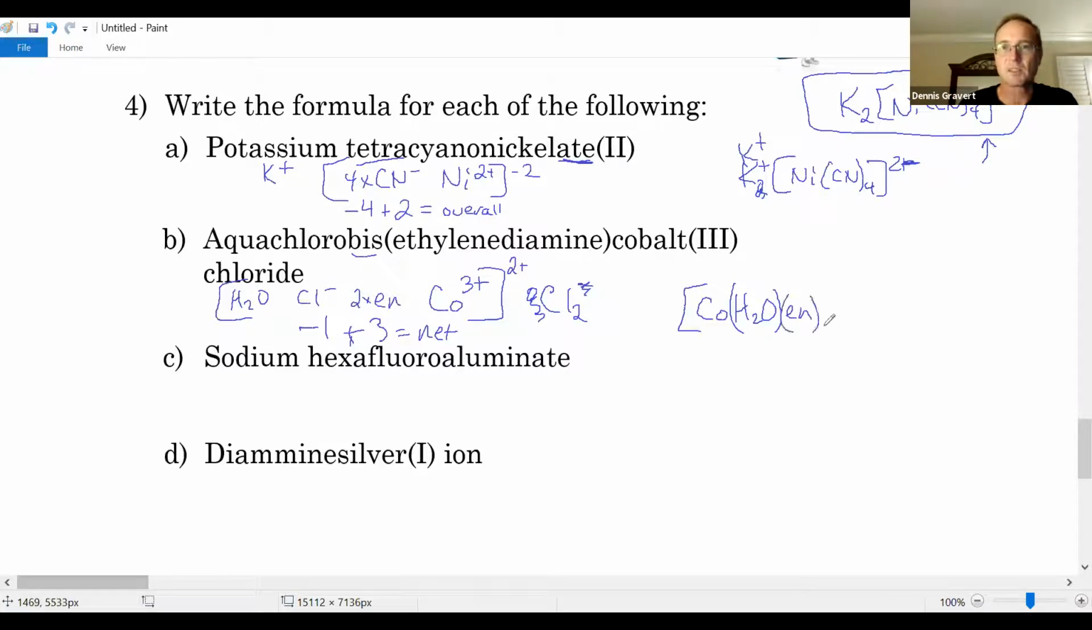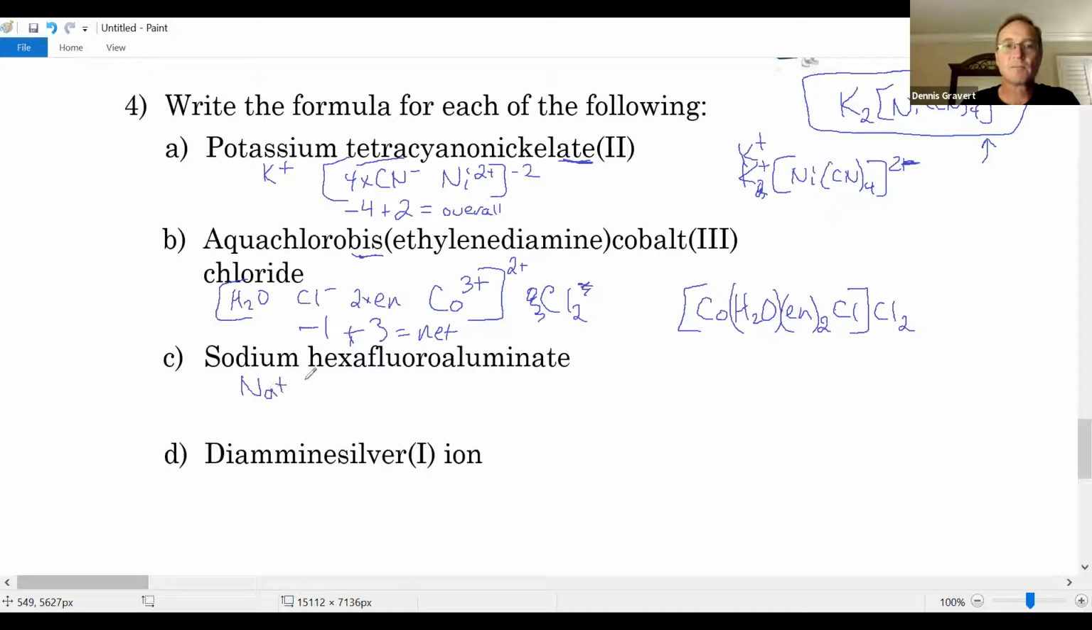You can put in parentheses 2. And then there's a chloro. Oh, sorry, there's 2 enes. Almost forgot that. It's a bis, ethylene diamine. And then the chlorine, it's the anion after the neutrals. Finish my bracket. That's what the complex is made up of. And then there's 2 chlorines on the outside. Done.